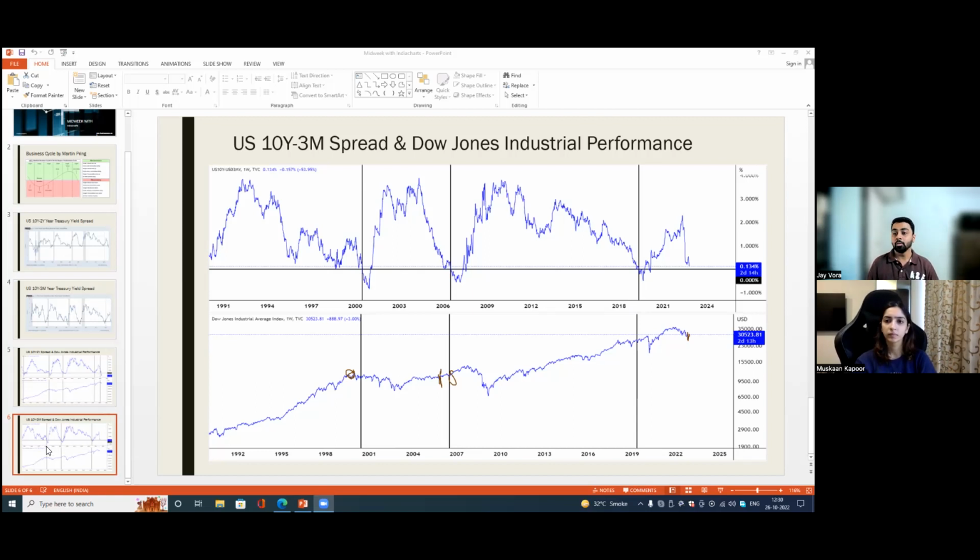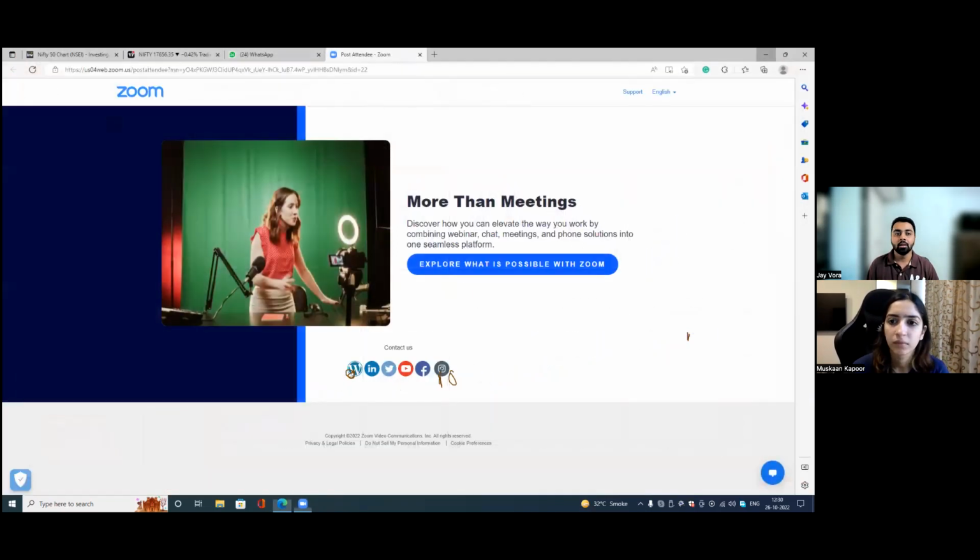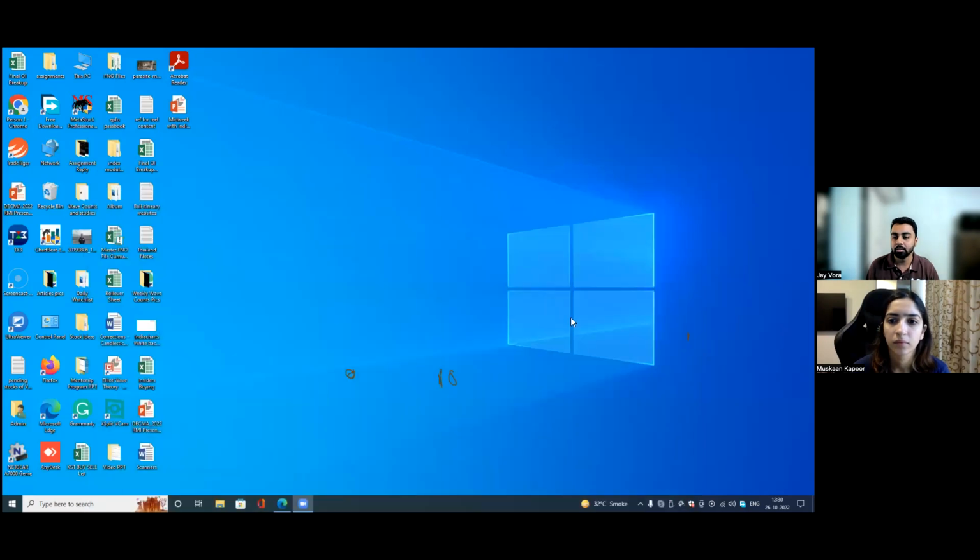So this means that there can be some bit of trouble in the coming weeks or months ahead for us. So yeah, this was the small presentation on the business cycle and the yield curve inversion, which I wanted to tell people and show them the importance of this yield curve.